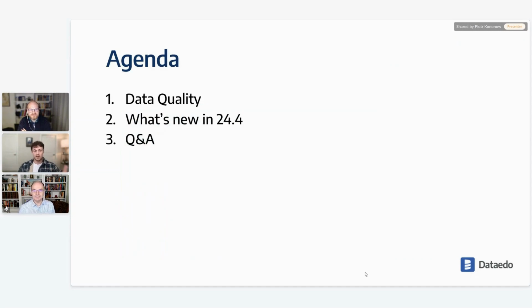So running through the agenda, first and foremost, we'll cover data quality. Again, that's a big piece of not only what we've worked hard to put in the product, but also a long-term vision for where we want to go. So we'll be able to provide some background and information on that. Then we'll go into other things that are new in 24.4, and we will do a Q&A.